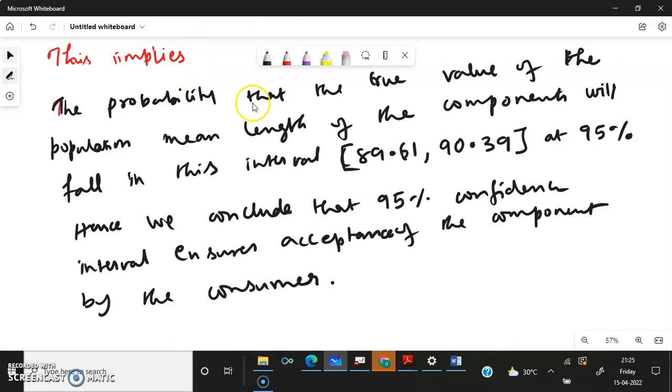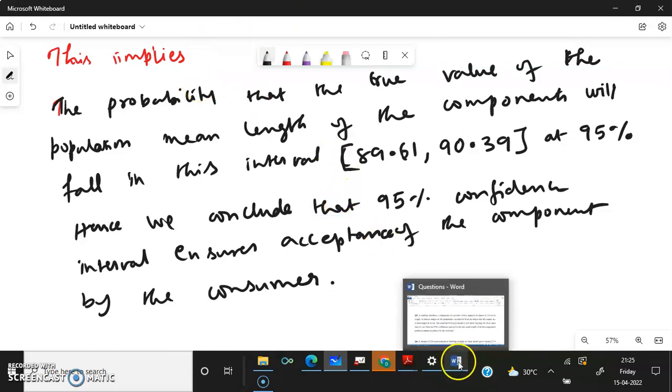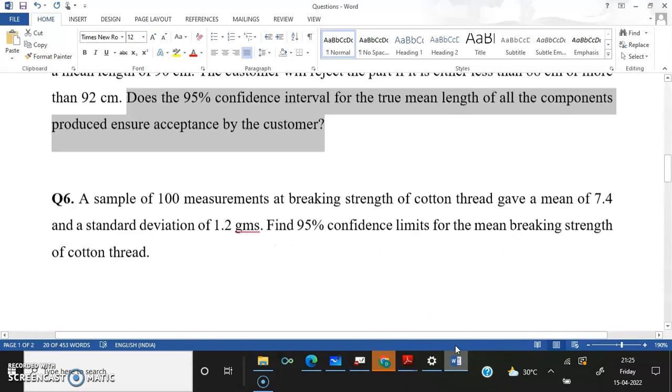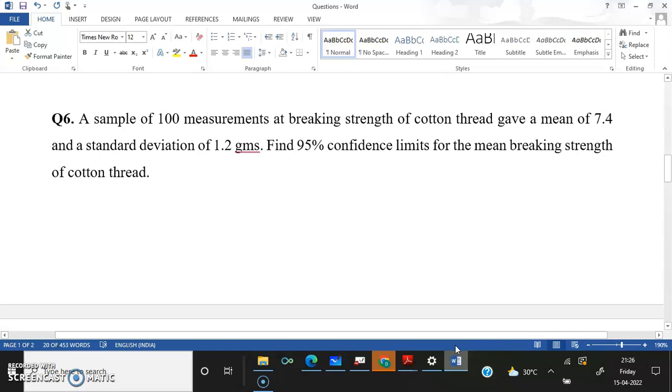What is the next example? We'll read the question. A sample of 100 measurements of the breaking strength of cotton thread gave a mean of 7.4 and standard deviation of 1.2 grams. Find the 95% confidence limits for the mean breaking strength of cotton thread.